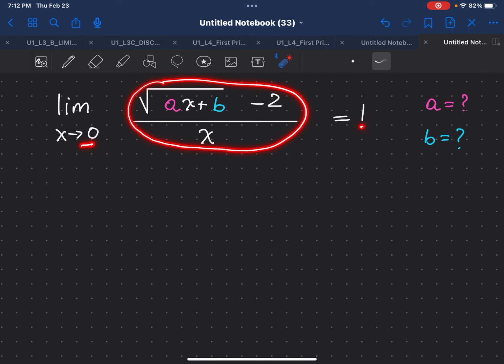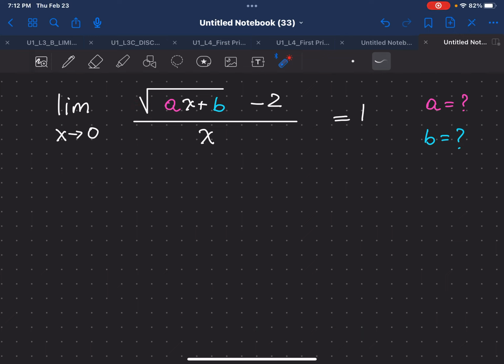approaches 0 becomes 1. Now, by direct substitution, you notice that if x becomes 0, this denominator will become 0, which makes this an indeterminate form limit. Now, the fact that the limit does exist means that x in the denominator must have somehow been simplified by a factor of x found in the numerator.